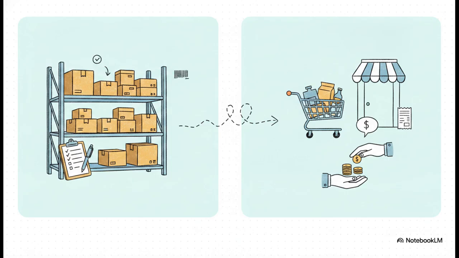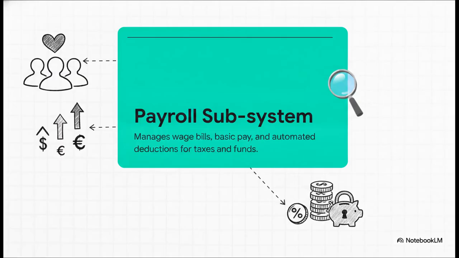Tied really closely to that is the purchase and accounts payable subsystem. This manages the actual ordering of goods and, crucially, makes sure that the business is paying its creditors and suppliers accurately and on schedule. Let's move to our final vital component, the payroll accounting subsystem.